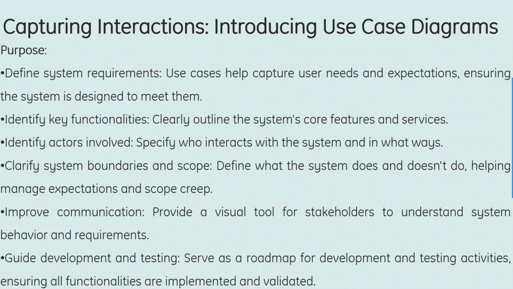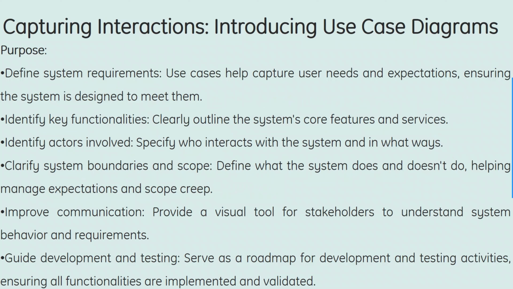Then we have the purpose. The purpose being use cases help capture user needs and expectations, ensuring the system is designed to meet them. Then we can identify key functionalities, which clearly outline the system's core features and services. Then we identify actors involved, specifying who interacts with the system and in what ways. Then we clarify system boundaries and scope. This defines what the system does and doesn't do, helping manage expectations and scope creep.